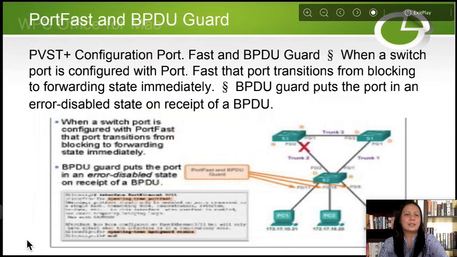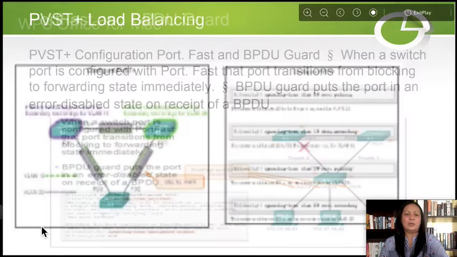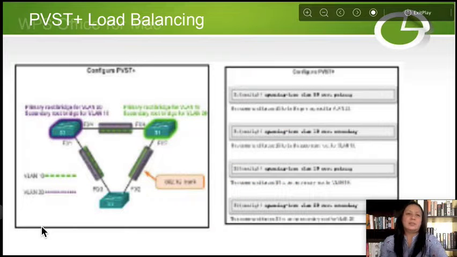Next is PortFast and BPDU guard. So when a switch port is connected with PortFast, that port transitions from blocking to the forwarding state immediately. The BPDU guard puts the port in an error-disabled state on receipt of a BPDU. This is PVST+ load balancing. This is the example for it.